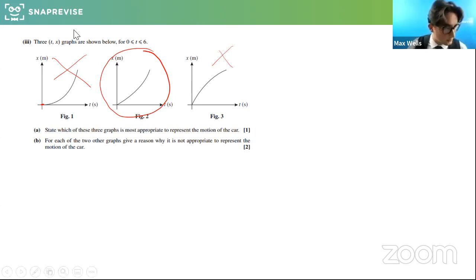Right, let's have a little look. Let's see. So next question, for each of the other 2. Yes, so stating the reason is essentially, like we said here, for the first graph, 0 initial velocity. That doesn't match our scenario. And this one isn't constantly increasing. So that doesn't work either. Right, cool. Let's move on slightly.